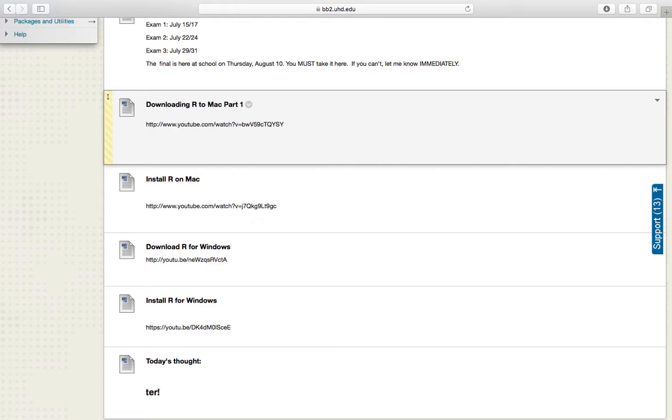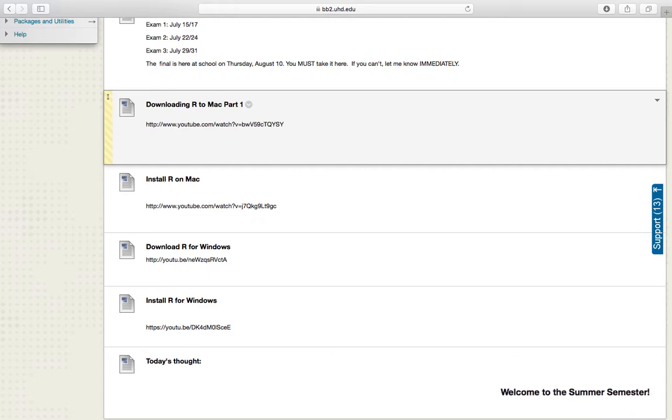R, the stat thing, okay, so I have it both for Mac and Windows. Now, I still have the old version up. However, it's exactly the same thing. The versions will have changed, but the process is completely identical, so don't worry about that, okay?